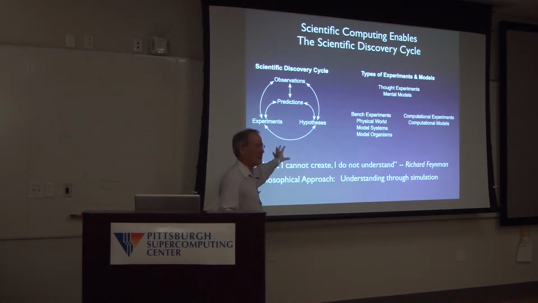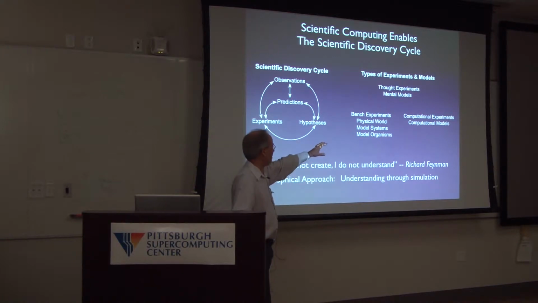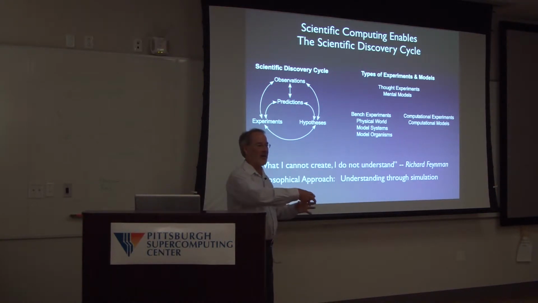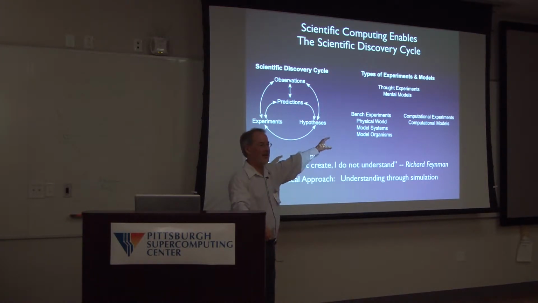So this is how we see the interaction between computational experiments, bench experiments, and thought experiments, and why, as we start to learn more and more about the deeper mysteries of biological systems and their complexity, more and more we're going to need to rely on doing computational experiments and building more and more complex and realistic models.